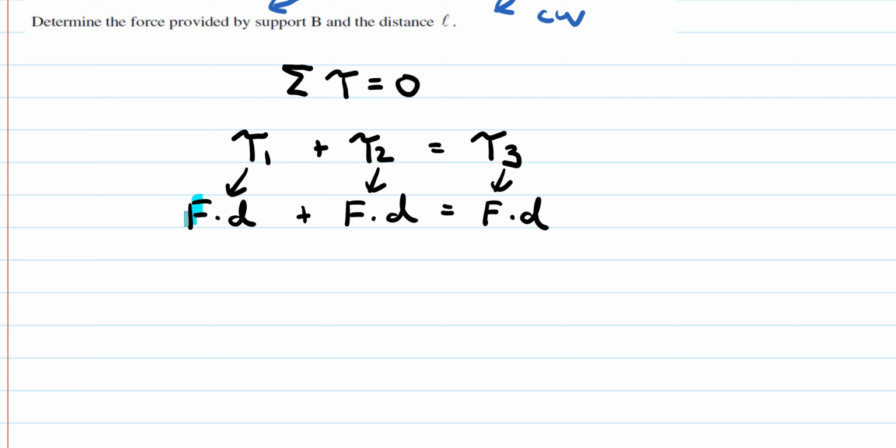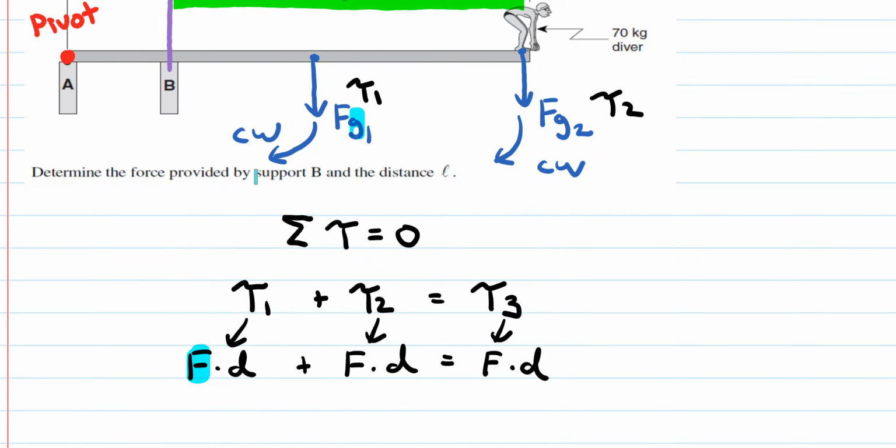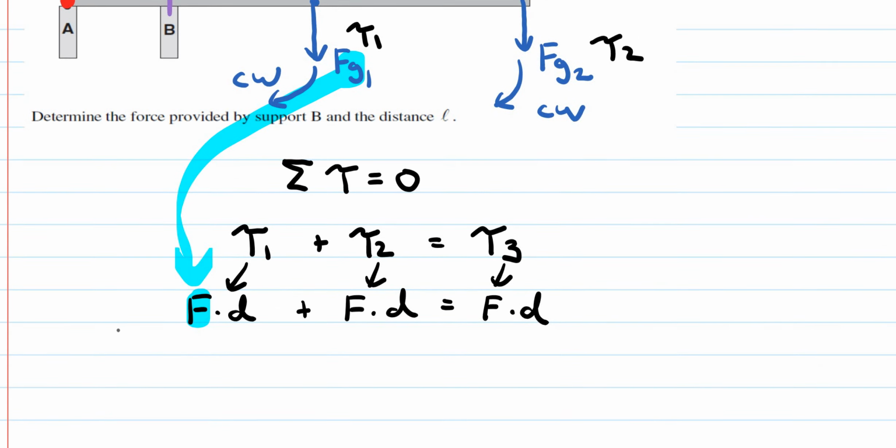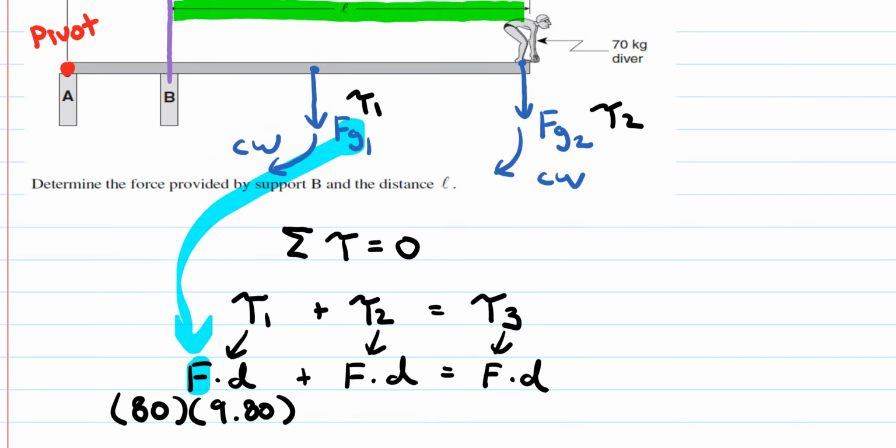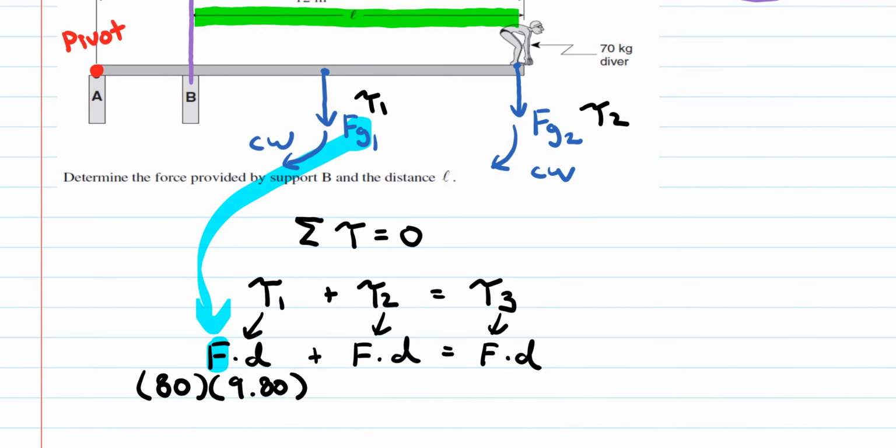So let's take a look at this force right here. That's going to correspond to that force right there. So that's going to be mass times the acceleration due to gravity. This diving board has a mass of 80 kilograms. The acceleration due to gravity is 9.80. And then we've got to figure out the distance, right? The distance to that red pivot point.